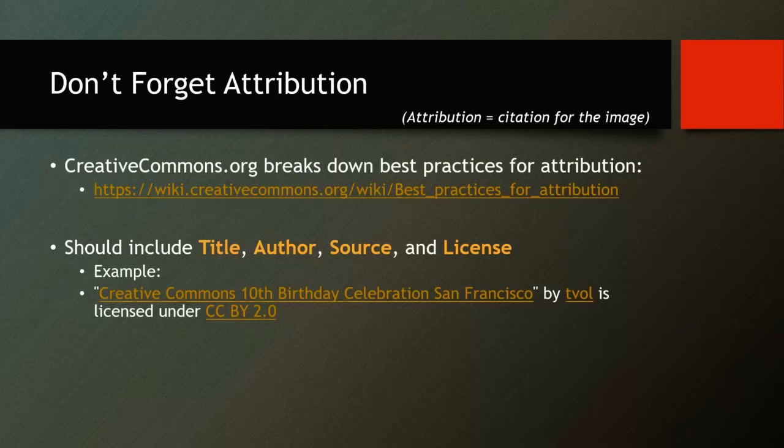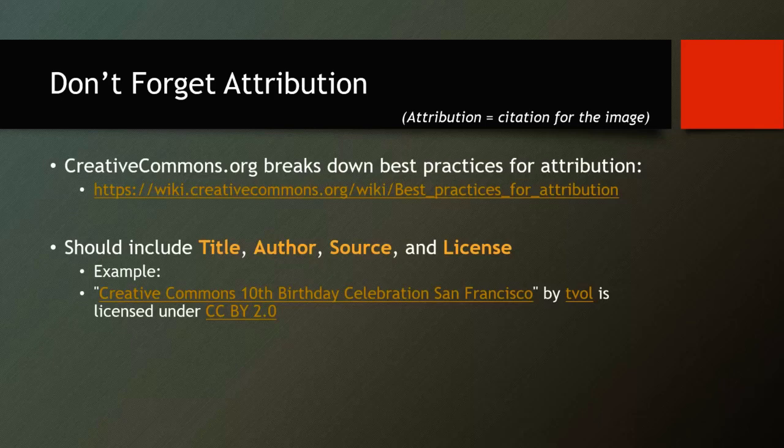Attributions are designed to accompany an open image right where it's used, which means in a presentation, the attribution for an open image would appear on the same slide as the image itself. The Creative Commons website breaks down the best practices for attributions, and they've got some things that an ideal attribution should include. So to create an attribution, you need 4 things: the title, the author, the source, and the license.